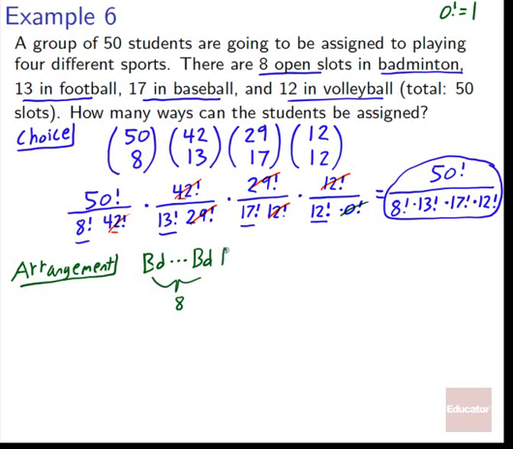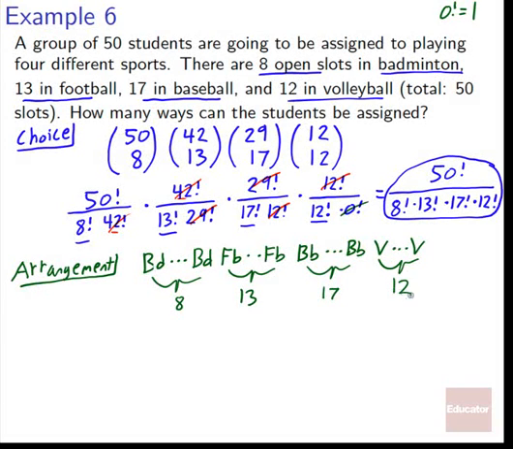And then we've got our football cards. How many football cards do we have? Well, we've got 13 football cards. How many baseball cards do we have? Well, we've got 17 baseball cards. And then how many volleyball cards have we got? We've got 12 volleyball cards. So we can think of this as these cards.